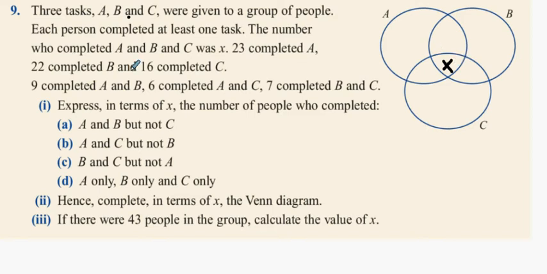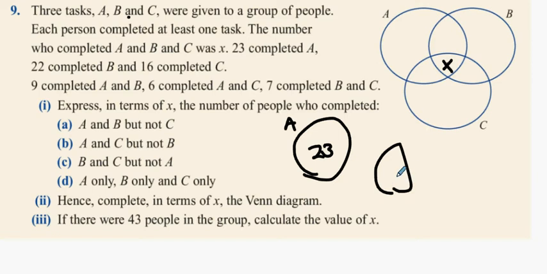22 completed B. So that means B as a whole has to have 22 in it. 16 completed C. So in A there's 23 people. In B there's got to be 22 people. And in C there's 16 people in total. That's grand. Now, remember, we're more interested from going the middle outwards. Always start in the middle, work your way outwards, alright?